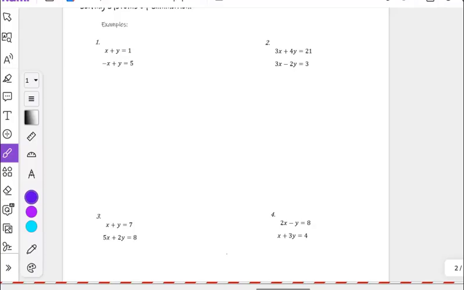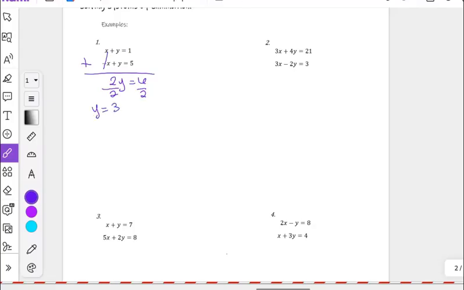So I'm first looking to see if I have opposite coefficients, and I do, my x's. So I can just add those together. X plus negative x cancels out. Y plus y is 2y. 1 plus 5 is 6. I'm then going to divide by 2, so y equals 3.